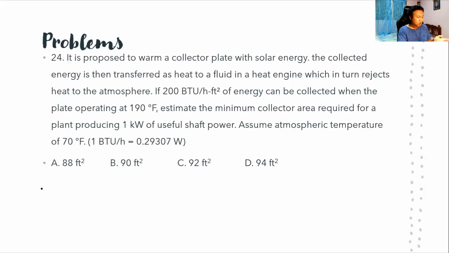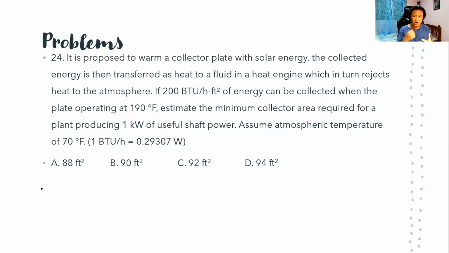So it is proposed to warm a collector plate with solar energy. So the collected energy is then transferred as heat to a fluid in a heat engine, which in turn rejects heat to the atmosphere. So if 200 BTU per hour per square feet of energy can be collected when the plate is operating at 190 degrees Fahrenheit, estimate the minimum collector area required for a plant producing 1 kilowatt of useful shaft power. So we are to assume an atmospheric temperature of 70 degrees Fahrenheit, and then we are given the conversion of 1 BTU per hour is equal to 0.29307 watts.